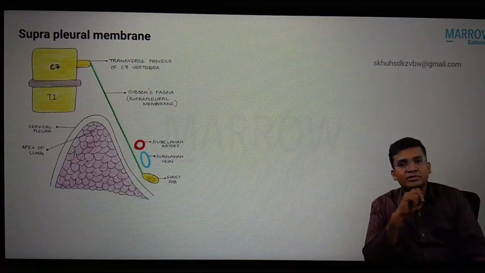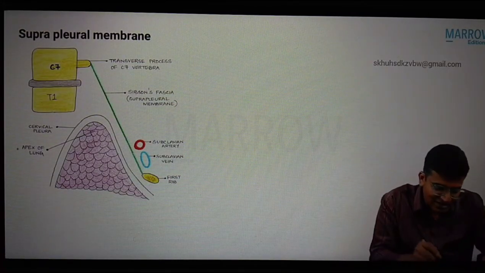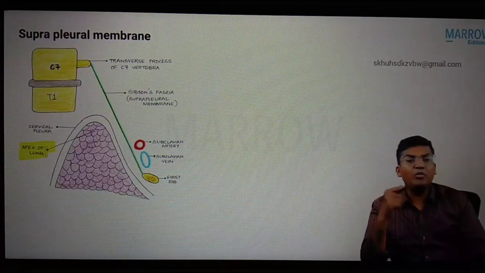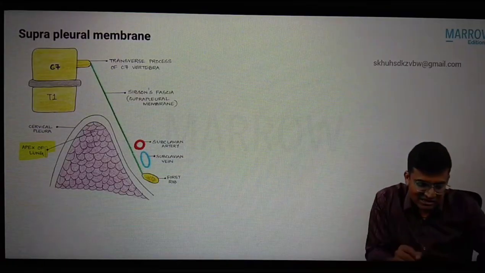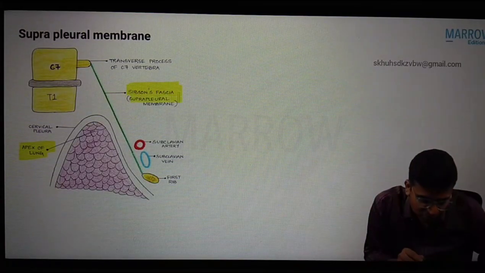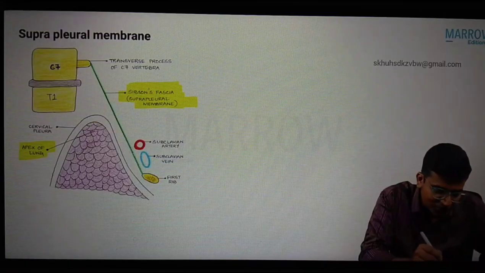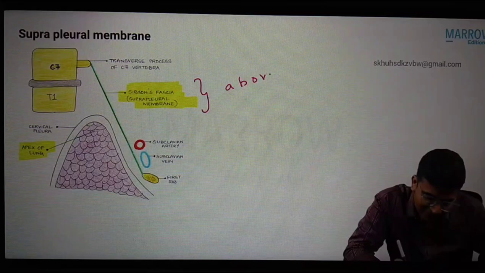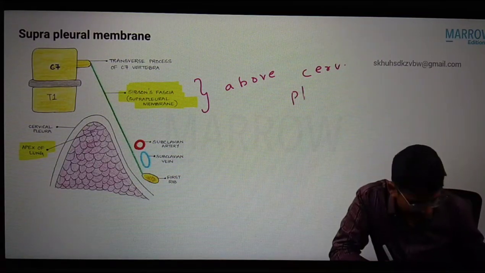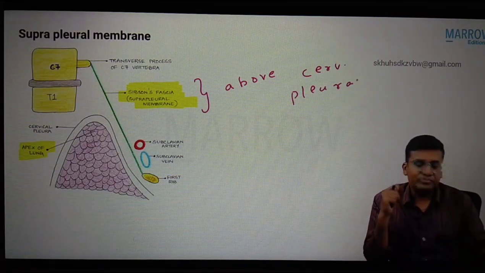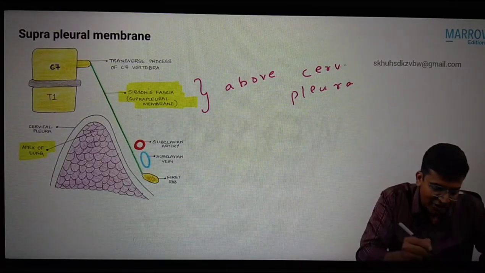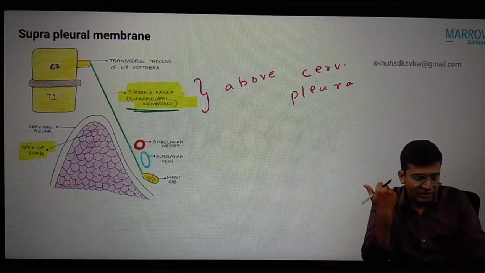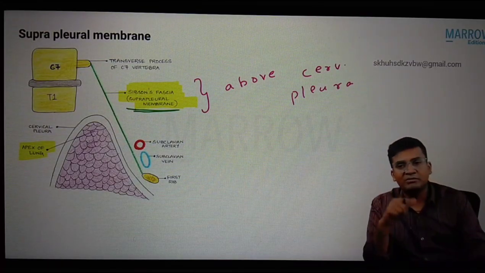First one, cervical pleura. I told you just now, cervical pleura covers the apex of the lung. Now above the cervical pleura, we have one membrane. What is the name of the membrane? Simpson's fascia or suprapleural membrane, which is present above the cervical pleura. We have other name. Please remember the other name. So Simpson's fascia, also called suprapleural membrane.